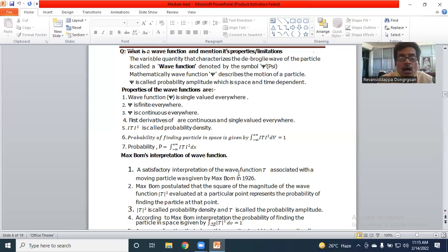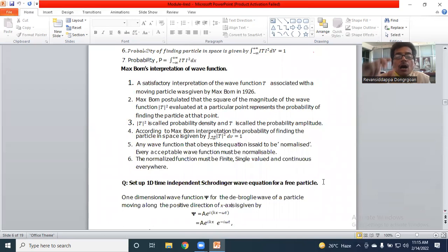Now, what are the values here? The physical significance is given here. The interpretation of the wave function sin associated with the moving particle was given by Max Born. Max Born gave a statistical interpretation. The wavelength is always inversely proportional to its mass. That is the same. So the matter whatever is there is associated with the wavelength of the particle.